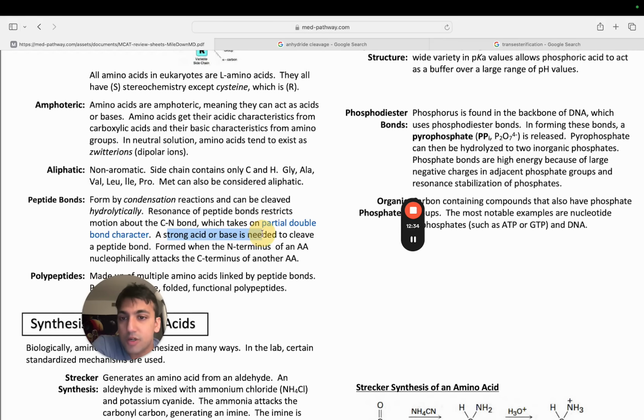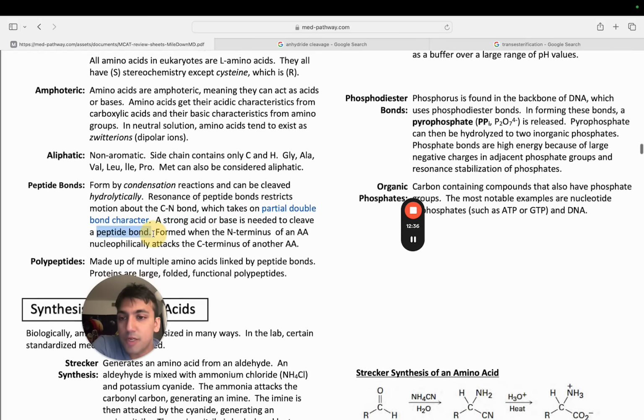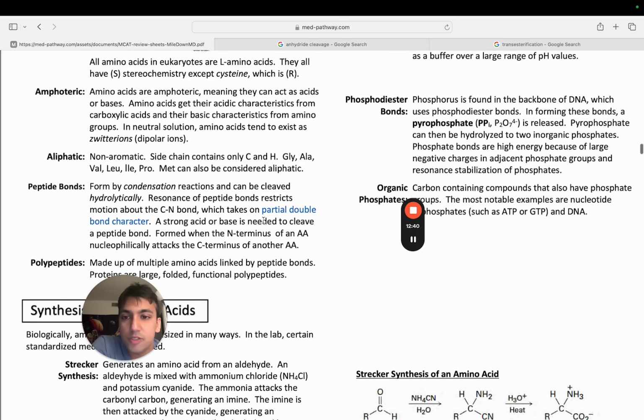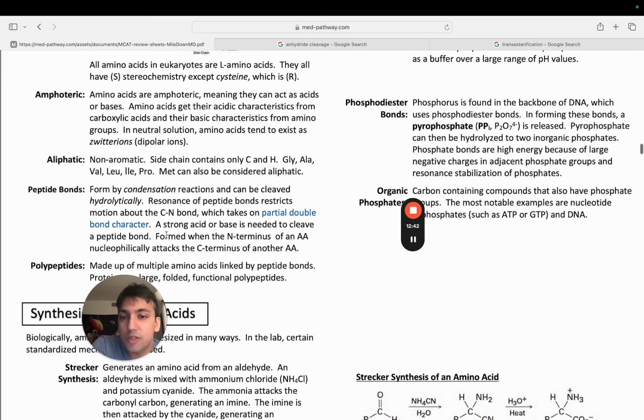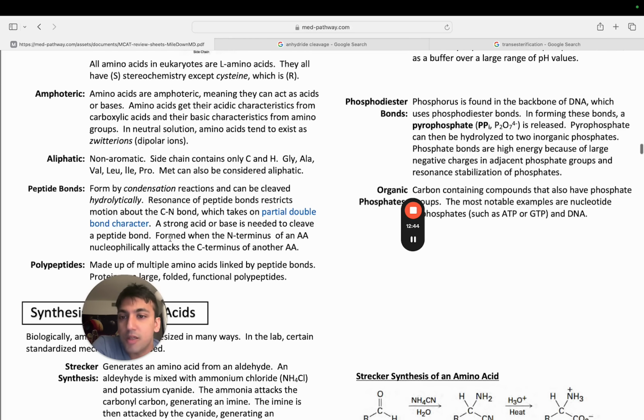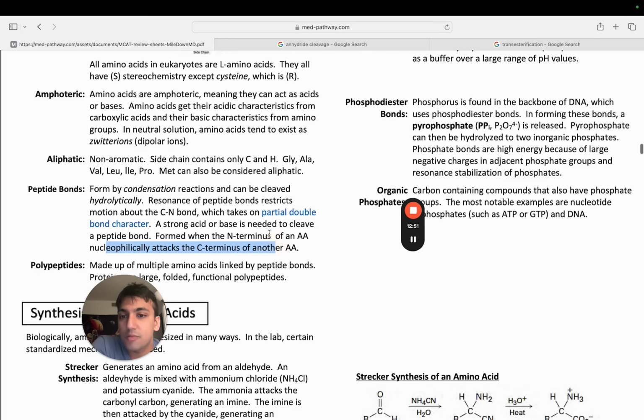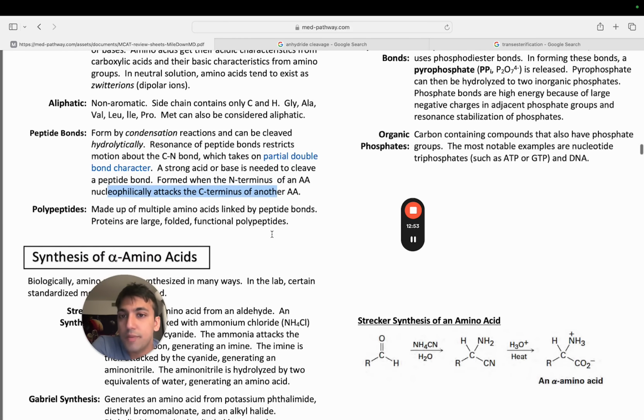But basically, know that a strong acid or base is needed to cleave a peptide bond. It's not going to be cleaved in just a neutral solution, but if you have a strong acid or base, you can cleave that peptide bond. It's formed when the N-terminus of one amino acid nucleophilically attacks the C-terminus of another amino acid. Now, polypeptides are made up of multiple amino acids linked by peptide bonds, and proteins are fully functional, large folded polypeptides.